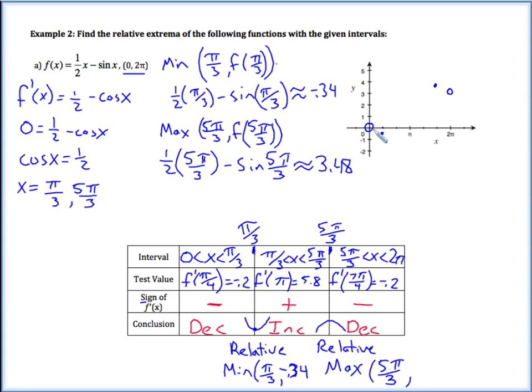So if we think about it, it's decreasing on this interval, and we have a relative min. It's increasing on this interval, and we have a relative max, and then it's decreasing on this interval right here. Okay, so you can see it was minus, plus, minus, and so we do get a minimum here and a maximum right up here. All right, let's give another one of these a try.